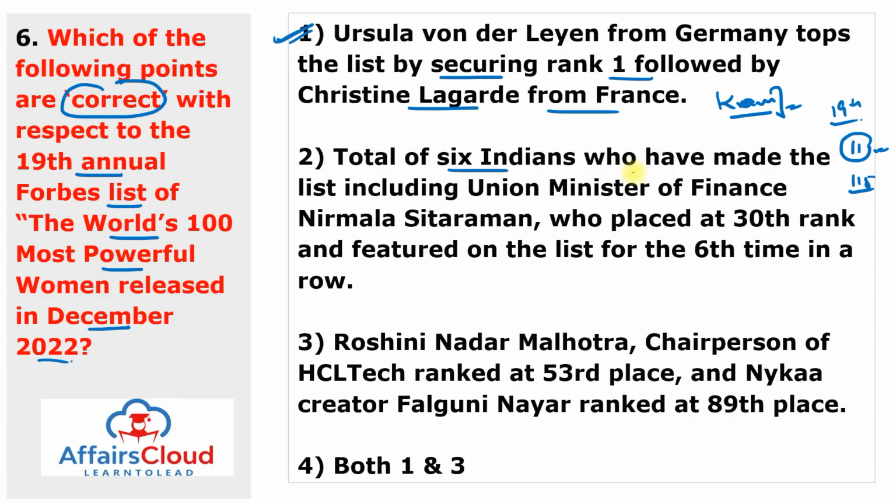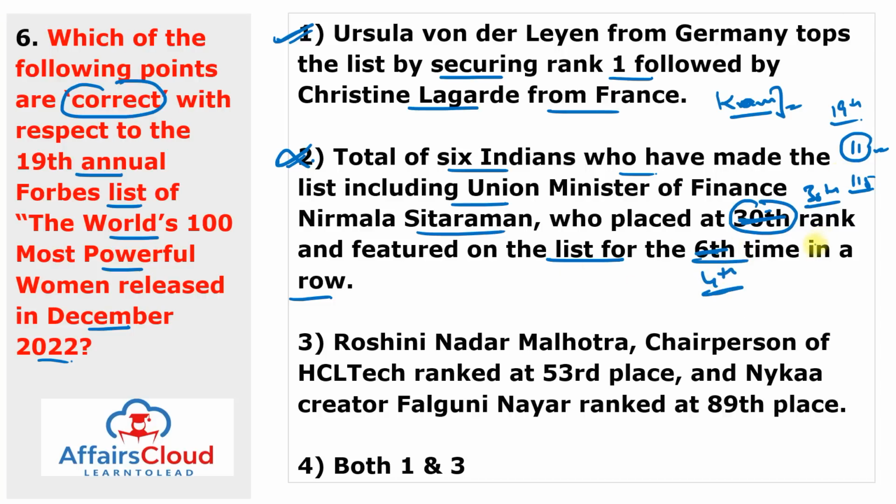Next is total of 6 Indians who have made the list, including Union Minister of Finance Nirmala Sitharaman, who placed on the 30th rank and featured on the list for the 6th time in a row. This statement is very important, 30th rank of Nirmala Sitharaman, but this statement is wrong, because the 6 Indians are the Union Minister Nirmala Sitharaman ji, and the global rank is not 30th, it is 36th rank, and this is 4th time in a row. So this statement is wrong.